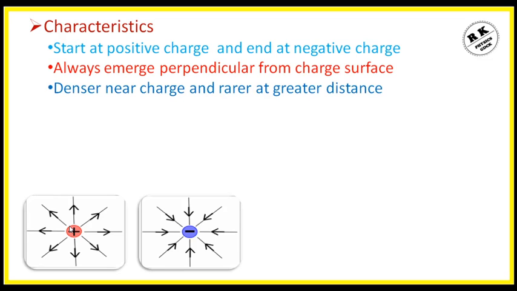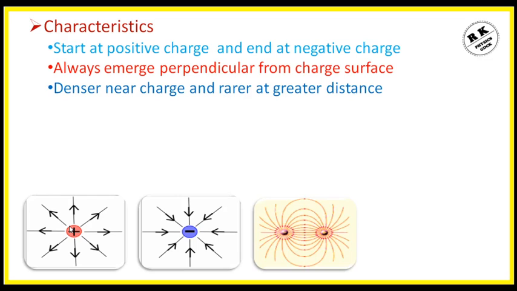The next one is, they are denser nearer to the charge and they become rarer as we move away from the charge. This can be understood from this figure easily. If we look at this figure, these two are the charges. Here this is the negative charge. This is the positive charge. Field lines are coming from the positive charge to the negative charge.